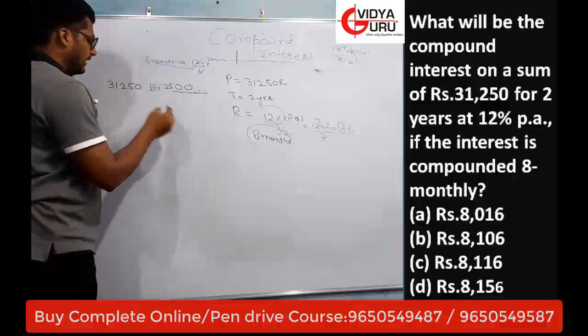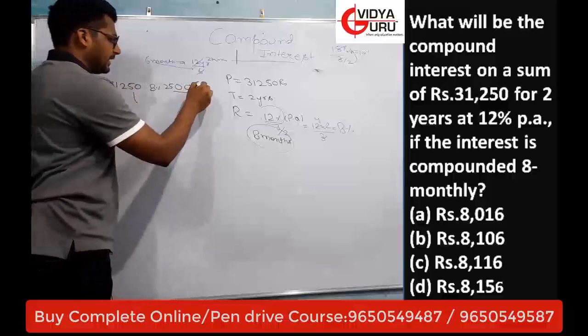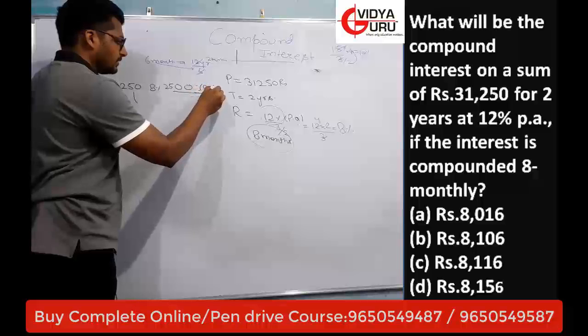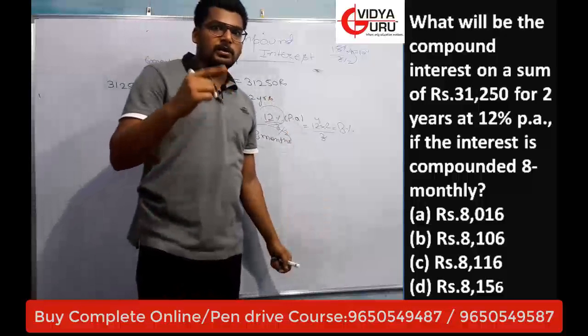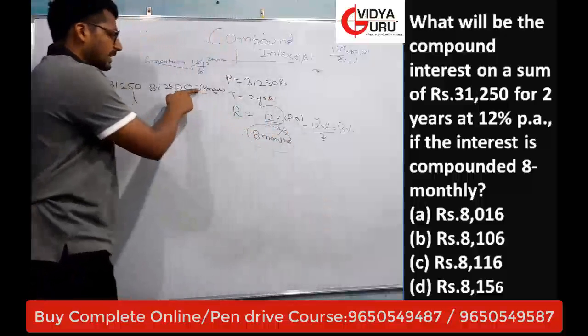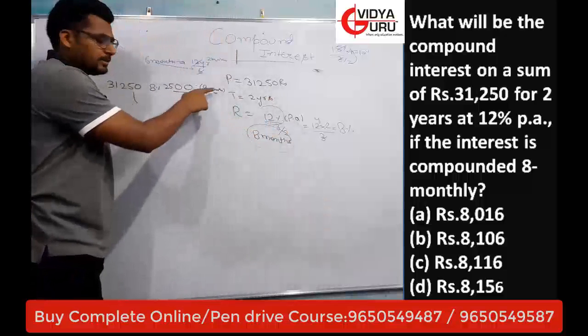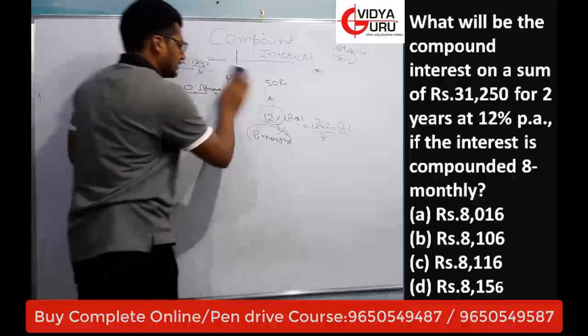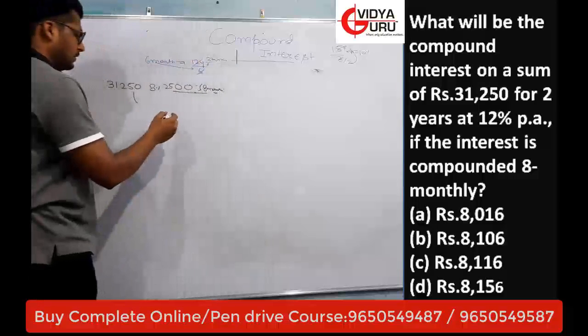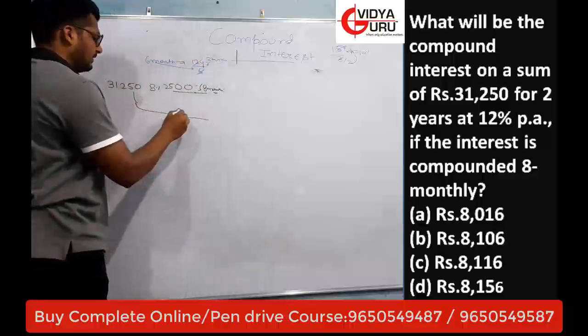So for next year, this is interest for 8 months. But I need to find an interest for 2 years. That means 24 months. That means I have to go 3 times: 8 months, 8 months and again 8 months. So going on for the next 8 months, what interest will I receive here?